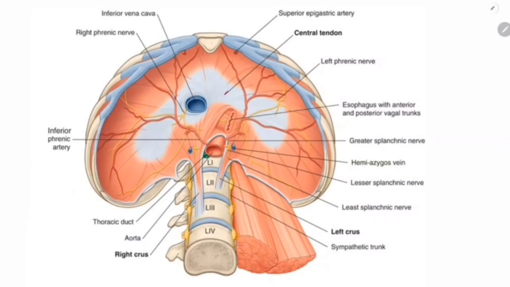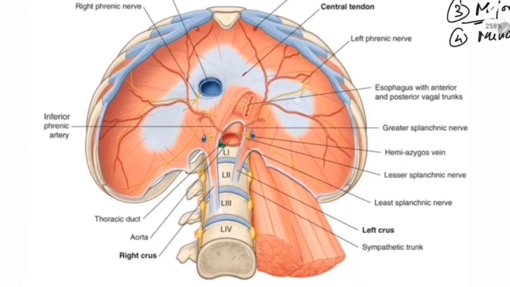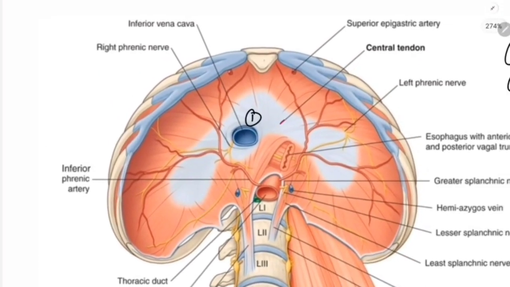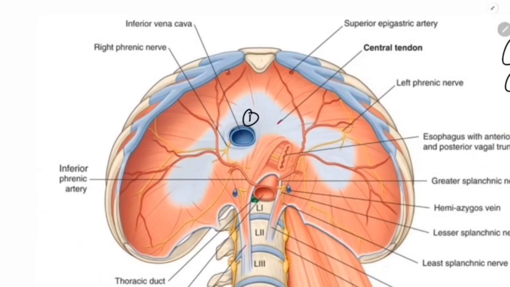So here comes the most important part of diaphragm, that is diaphragm openings and structures passing through these openings. மொத்தமா ரிமெம்பர் 3 மேஜர் ஓப்பனிங்ஸ் இருக்கு and 4 மைனர் ஓப்பனிங்ஸ். ஃபர்ஸ்ட் என்ன பண்ணலாம்? லெட்ஸ் see the 3 மேஜர் ஓப்பனிங்ஸ். என்னென்ன இருக்கு? இங்க ஒரு ஓப்பனிங் இருக்கு, இங்க ஒரு ஓப்பனிங் இருக்கு and இங்க ஒரு ஓப்பனிங் இருக்கு. So ஃபர்ஸ்ட் ஓப்பனிங் என்னன்னா it is present at the central tendon and this is called as the caval opening.